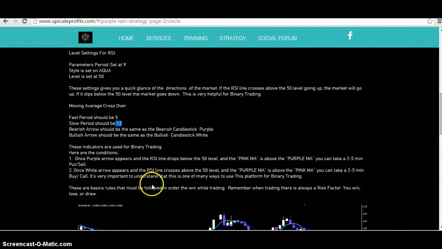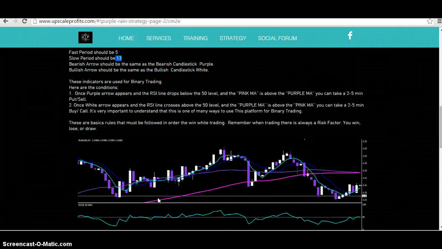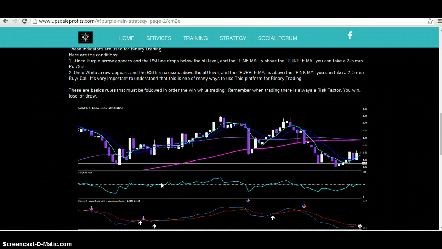It's very important to understand that this is one of the many ways you could trade this platform for binary options. So basically, these are the basic rules to follow in order to win trades. Remember, when trading there is always a risk factor. You win, you lose, or you draw. So let's go into a couple of diagrams so we can wrap this up, and then we're going to go into the chart and look at charts.